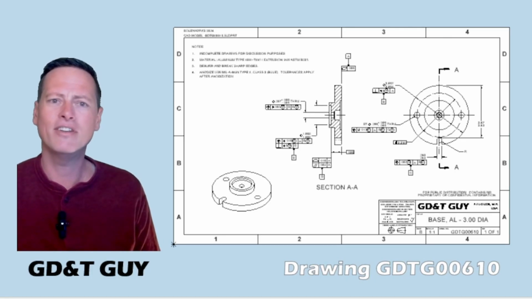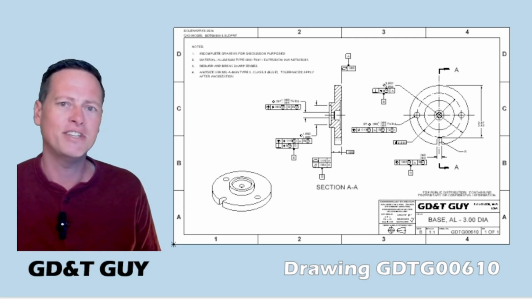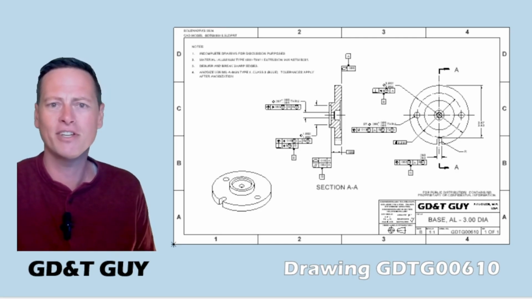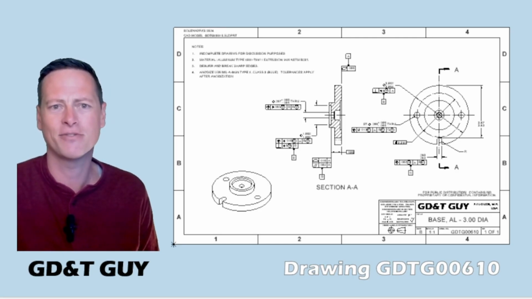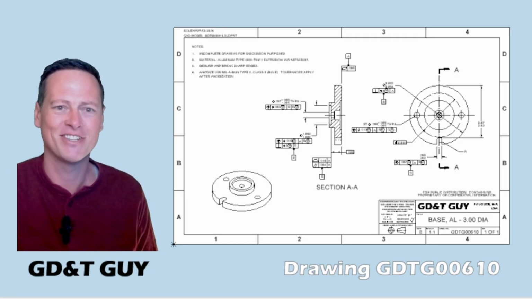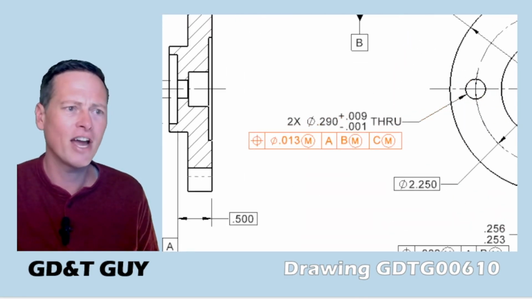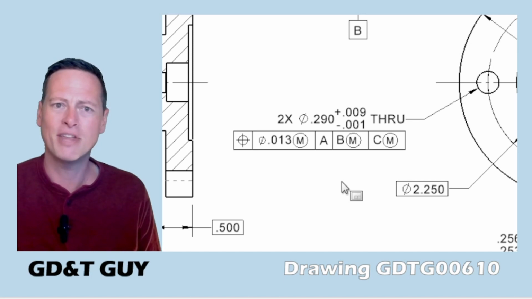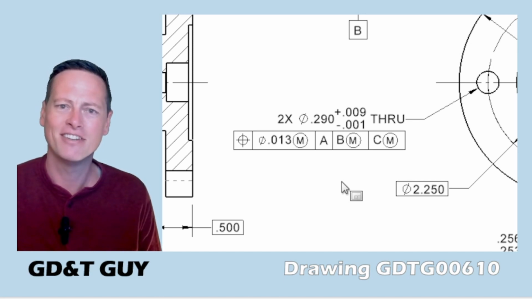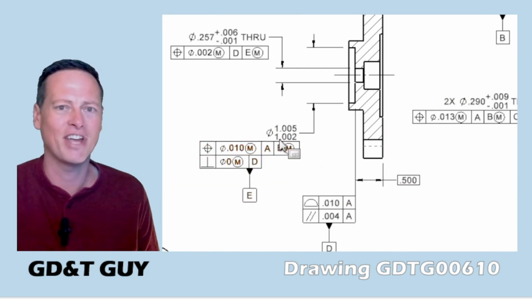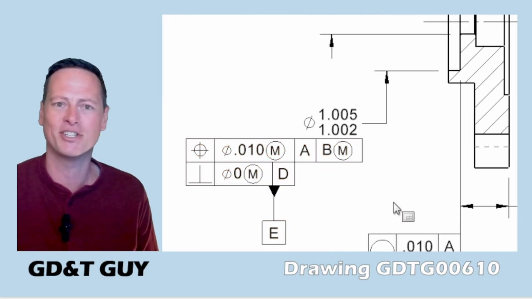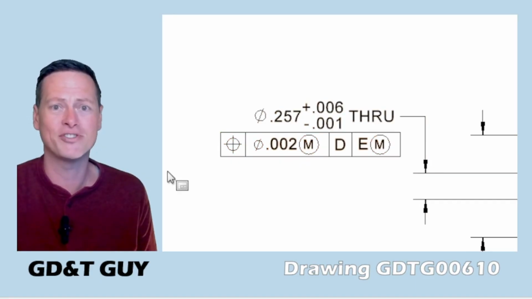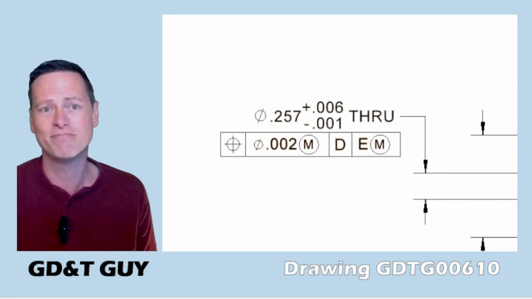Let's go back even and look at this drawing, GD&T 00610, which has datum references fully constraining the part in 6 degrees of freedom. This is the one with the notch. The call out for the 290 diameter holes uses all of those datum references. But that's sort of the exception here, isn't it? As we said, the 1-inch diameter feature doesn't use the datum C tertiary. This 257 diameter through hole doesn't have a tertiary datum reference.